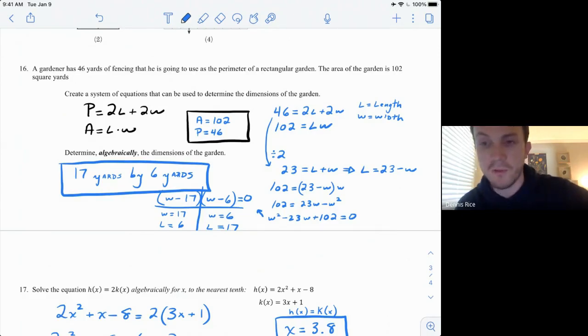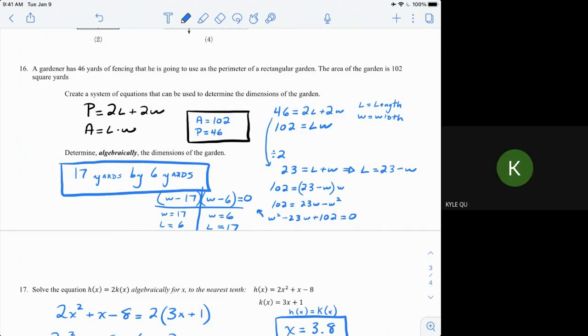The good thing about word problems is, for the most part, they should be factorable because we're talking about measurements here. You get 2 answers, but do you really get 2 answers? No, because you get 17 and 6 or 6 and 17. Those are the same rectangle. They're just switching what's called what. So the answer is it's a 17 by 6 garden.